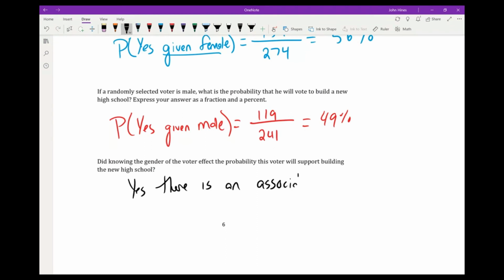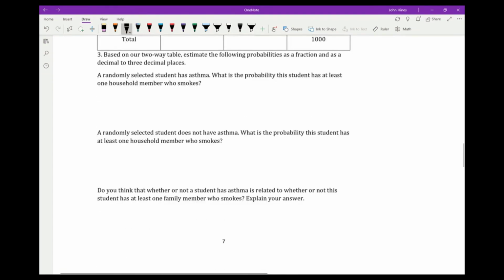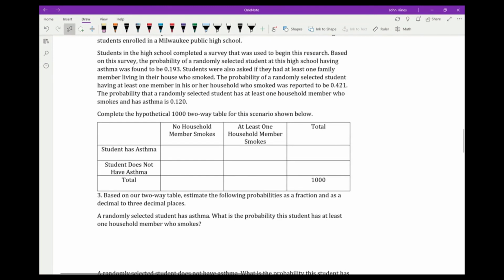There is an association between gender and support. Being male or female does not cause you to support or not support the high school. There's an association between them is what we're going to say. You got one more problem and we're done with this lesson. These probability lessons aren't that bad.